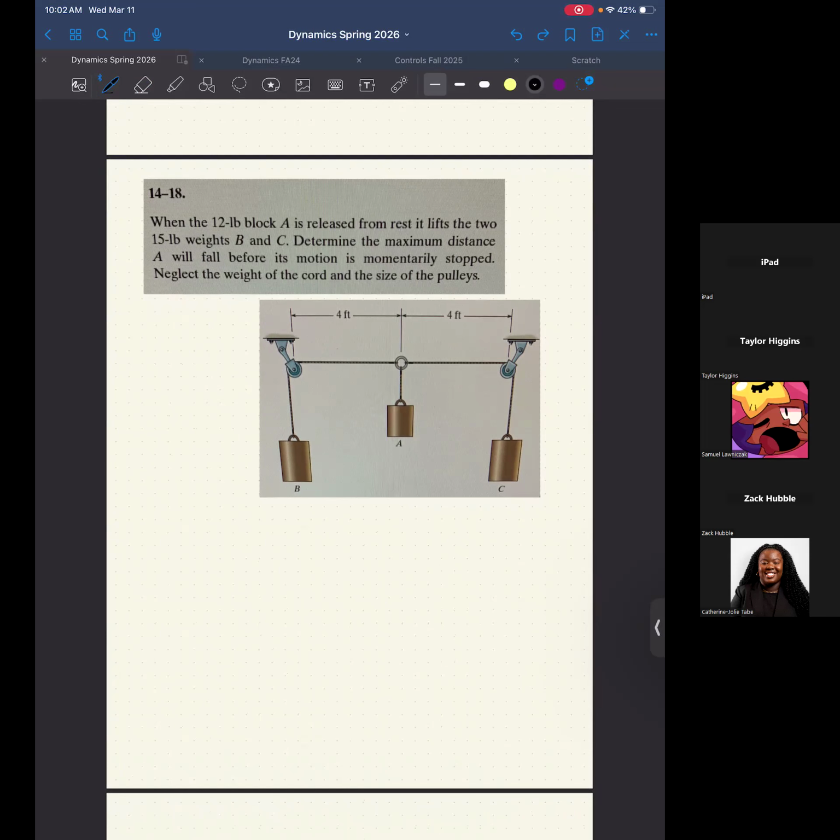Okay. I'm going to leave you there. See what you're able to do. It's all in pounds. So we have to divide by g to get mass.